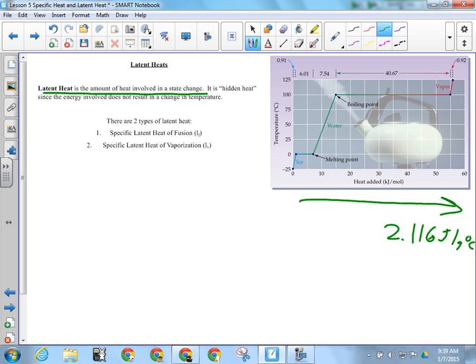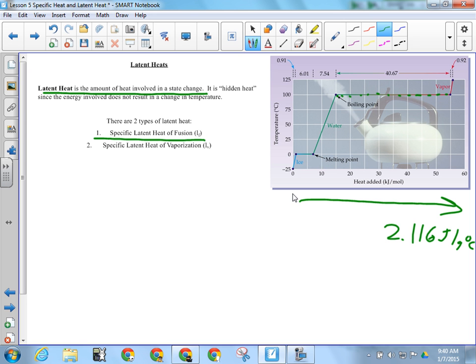First we're going to look at latent heat of fusion, which is the energy involved in changing something from solid to liquid, or the energy given off when it freezes from liquid to solid. The other one is specific latent heat of vaporization, which is what's happening up here. It's the amount of energy needed to vaporize, change something from liquid to gas with no change in temperature, or vice versa, condense from gas to liquid with no change in temperature.